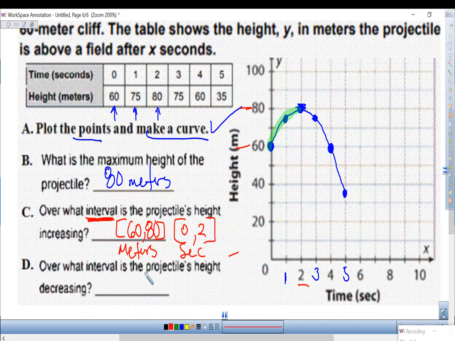So with that said, look at part D. Over what interval is the projectile's height decreasing? So let me go to decrease. It's decreasing from here to here. So write me the interval for the meters and the interval for the seconds when it's decreasing.